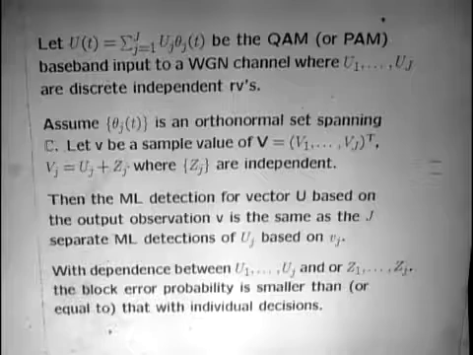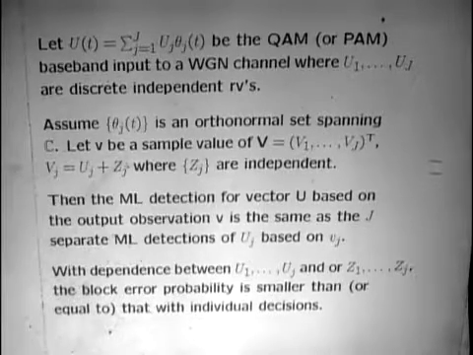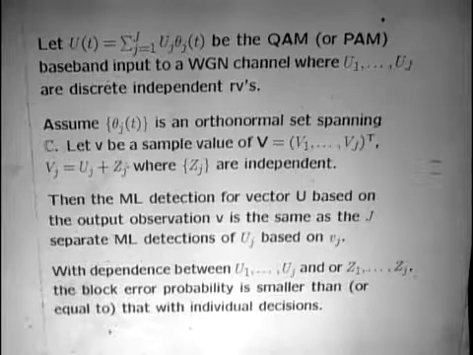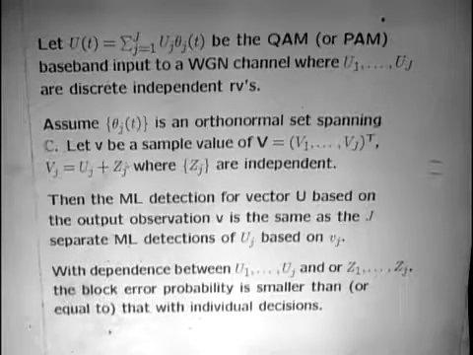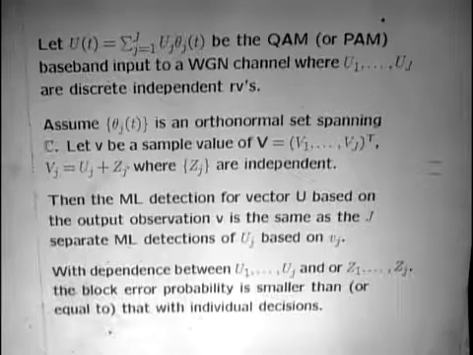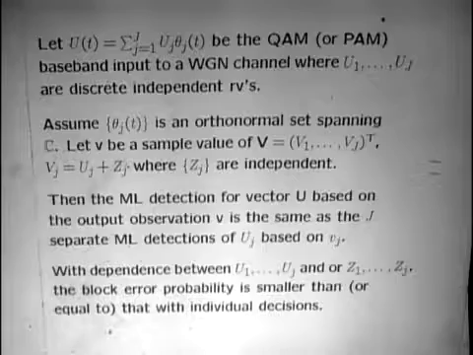Okay, so it doesn't make any difference whether you detect little u sub j from the observation v sub j, or whether you detect the vector u sub capital J from the whole set of outputs v sub 1 up to v sub capital J. You get the same answer in both cases.